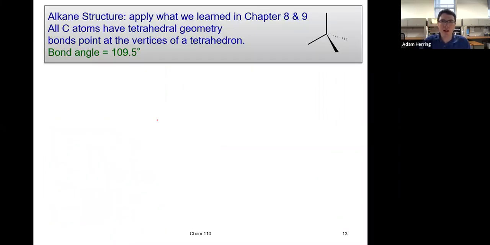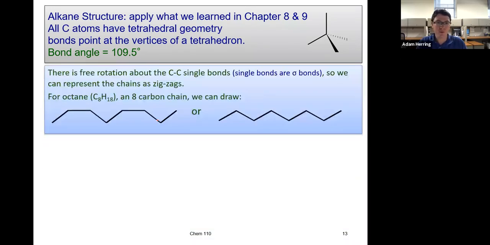Let's look more at alkanes again. So applying what we've learned from chapters 8 and 9 of the ebook, we know that the carbon atoms are going to have a tetrahedral geometry, and that's because they have 4 bonds, either to carbons or to hydrogens. The bonds will point into the vertices of a tetrahedron and have a bond angle of 109.5. Because of the single bonds, which we know are sigma bonds, these bonds are able to rotate about each other.